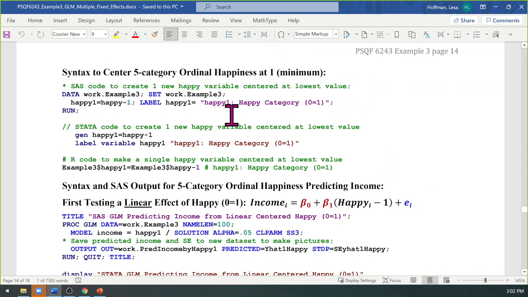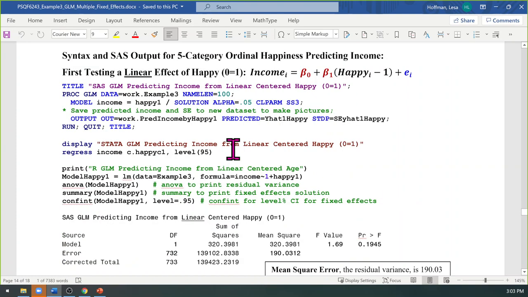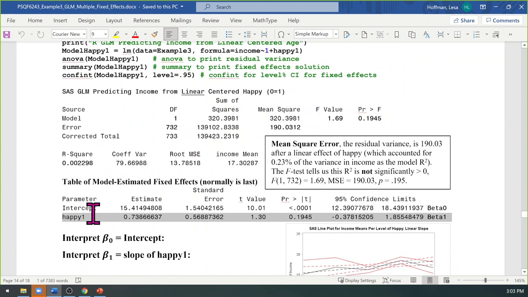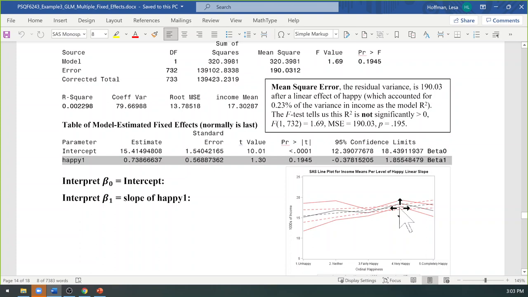So the first model is, this is page 14 of example 3. Fitting a linear slope through happy just by centering it at one, pretending like it's a quantitative variable that's interval. So you already know how to do that. In this model, we have one slope that was estimated as 0.74. Not significant, so basically a flat line predicting income from happiness.